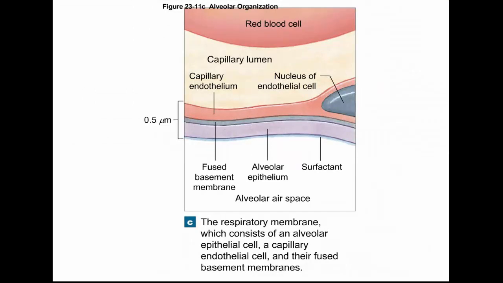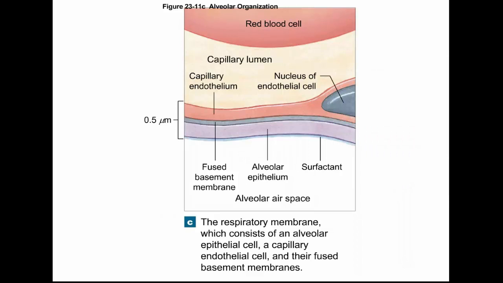So when we look at this diagram, to get your orientation, you've got at the top of the diagram the red blood cell, and then you've got the lumen of the capillary, so probably a little bit of the golden plasma there. Then moving down to the next red line, which is the capillary endothelium. So this is the wall of the capillary, and the nucleus you can see on the left-hand side, the nucleus of the endothelial cell. So we're looking very small, 0.5 of a micron.